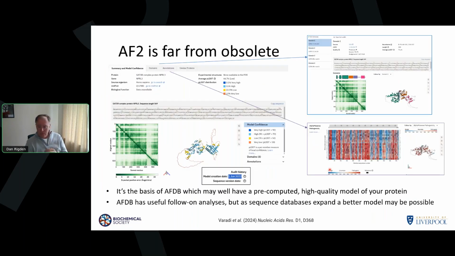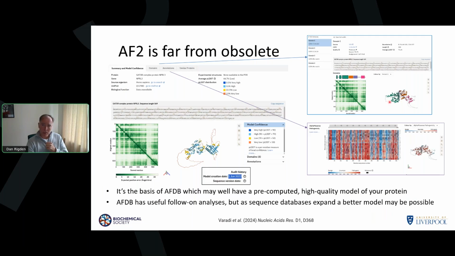And then I know I'm pretty much out of time, but you may be thinking AlphaFold 3 sounds great. Is AlphaFold 2 obsolete? The answer is definitely not. Several reasons. One is AlphaFold 2 is the basis of the AlphaFold database. And the AlphaFold database has a lot of interesting new features that you may not have seen if you haven't been there recently. So it has these AlphaMissense predictions of pathogenicity. In other words, the likely detrimental consequence or otherwise of a mutation at a given position in the protein.